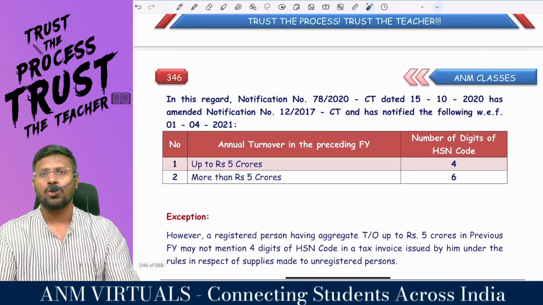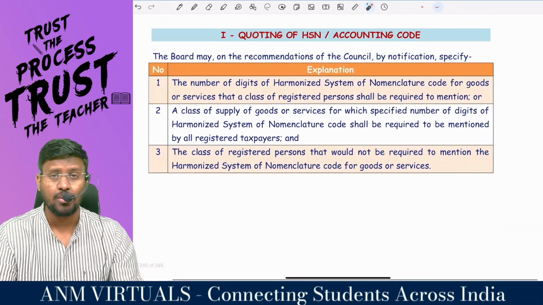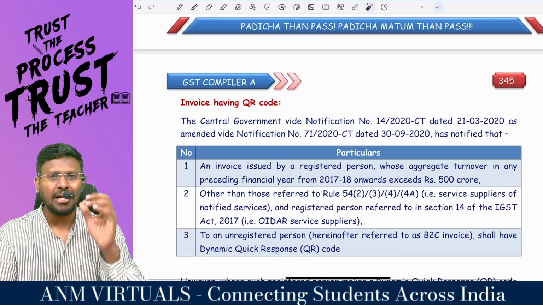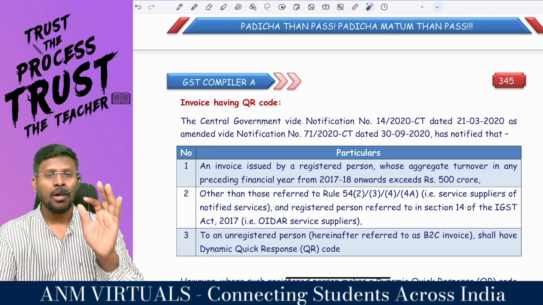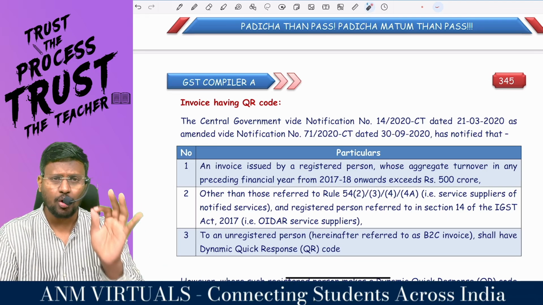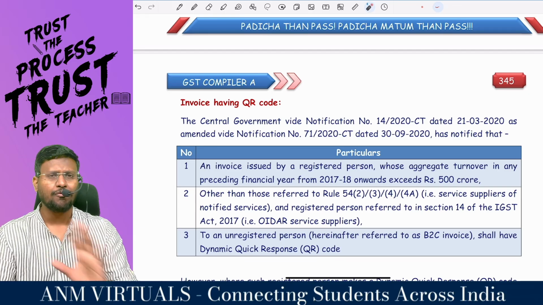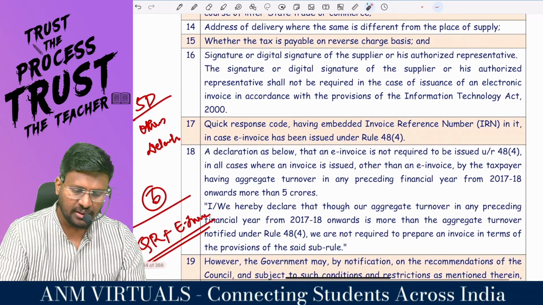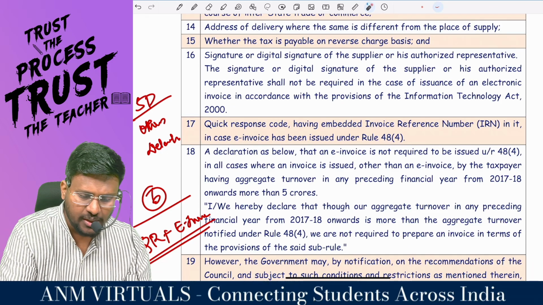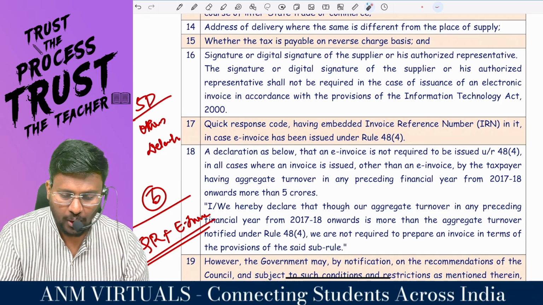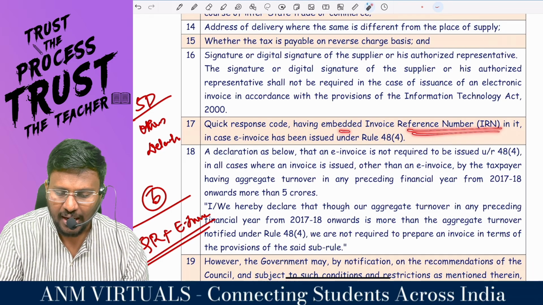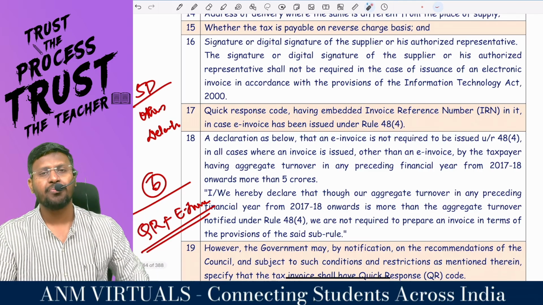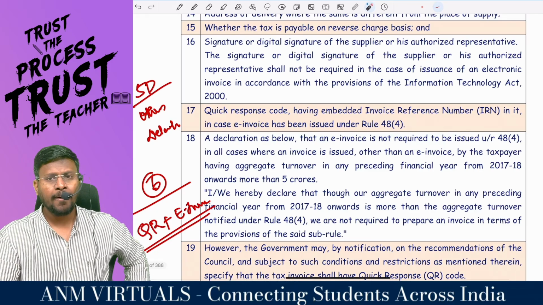Fine. So the second piece of information we have also studied. These are special cases of invoices. Number 1: who is supposed to mention the QR code? From financial year 2017-18, if your aggregate turnover exceeds 500 crore, you have to mention it, because in the contents of the tax invoice, the 17th point is one of the contents: Quick Response code having embedded IRN number. What is IRN? Invoice Reference Number, in case e-invoice has been issued under Rule 48, Sub-Rule 4.